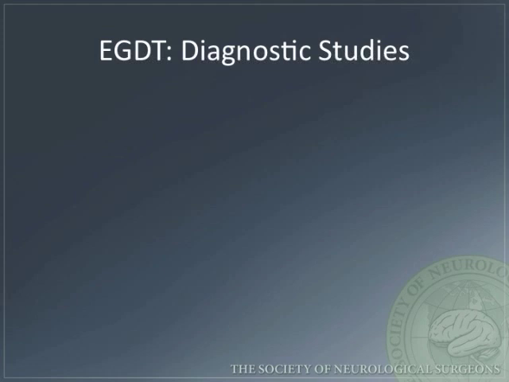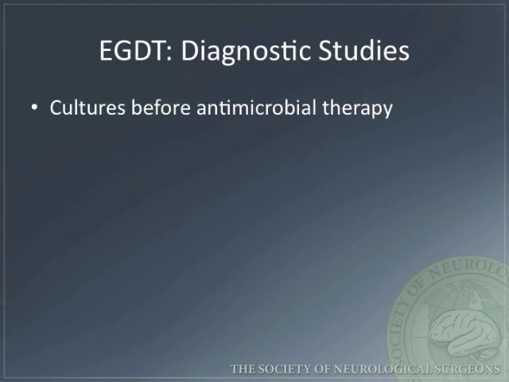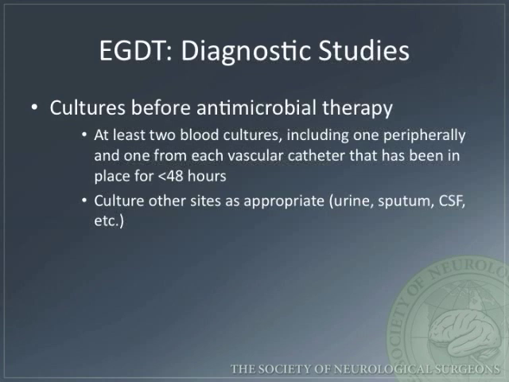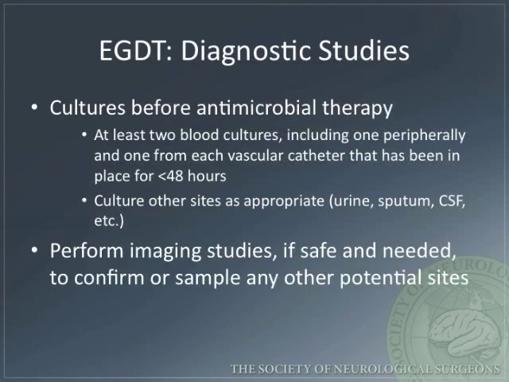Diagnostic studies include obtaining cultures before antimicrobial therapy. At least 2 blood cultures, including 1 peripherally and 1 from each vascular catheter that has been placed in the last 48 hours. Culture other sites as appropriate, for example, urine, sputum, CSF.